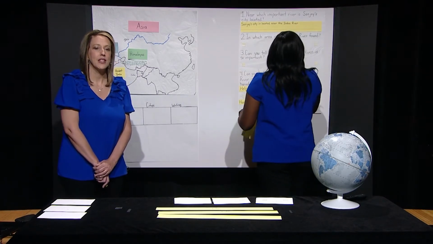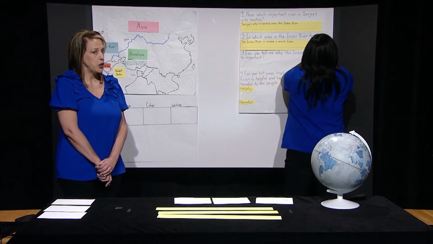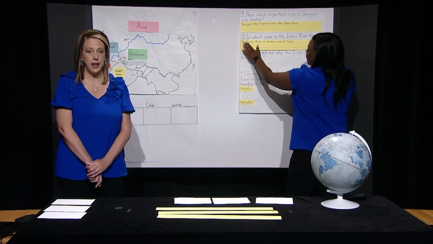Question 2. In which area is the Indus River found? The Indus River is located in ancient India. Great answer. Did you know, Miss Tiffany, that the countries of Pakistan and India are both part of what we call ancient India? No, but that was great information.